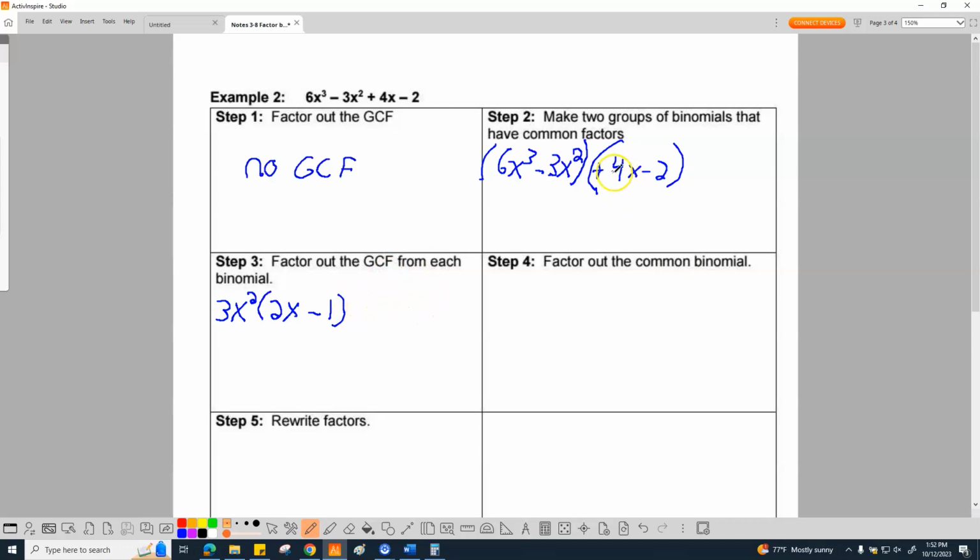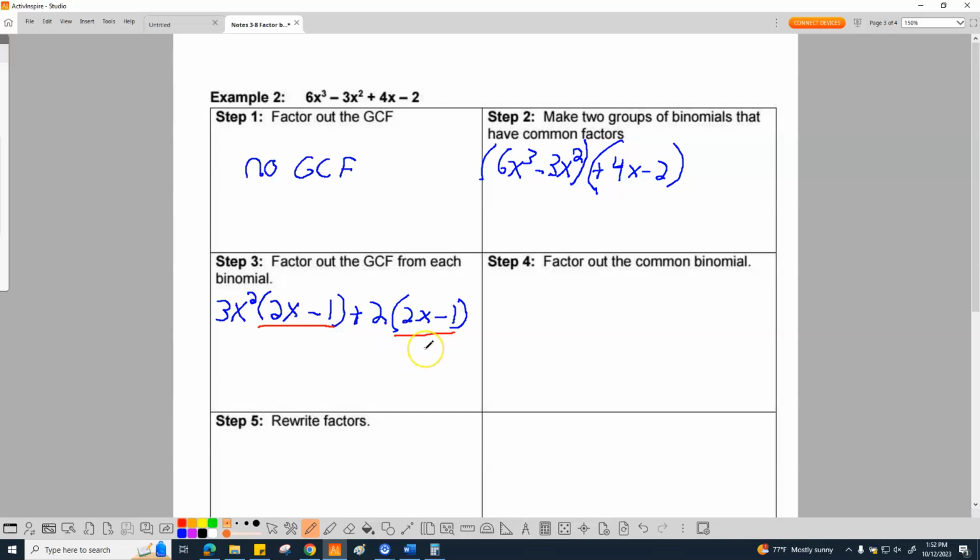Okay, the next one, positive 4x minus 2. I see that they have a 2 in common, so it's a positive 2. I'm going to pull that out. And 4 divided by 2 is 2x. There we go. And then 2 divided by 2 is now just 1. So you can basically see that we have common factors here. We have 2x minus 1 and 2x minus 1.